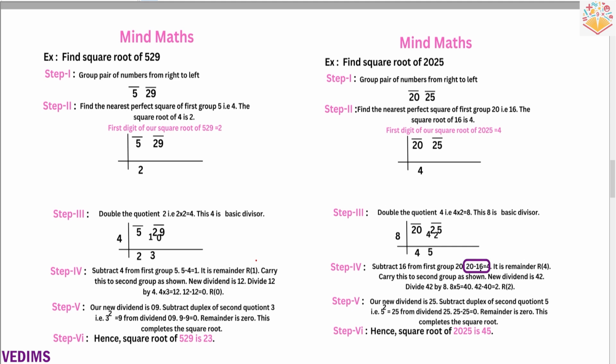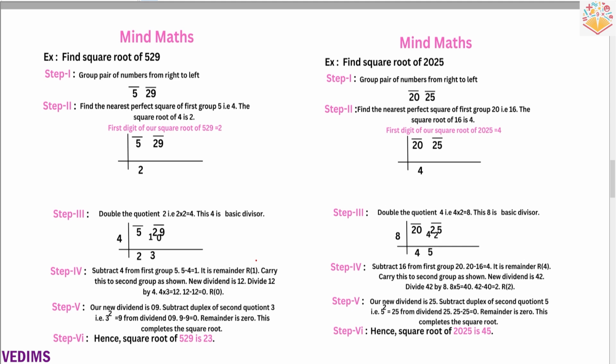20 minus 16 will be 4. It is remainder 4. Carry this to the second group as shown. Now new dividend is 42. Divide 42 by 8. 8 5s are 40. 42 minus 40 will be 2. Remainder will be 2. And carry this 2 to the next place.